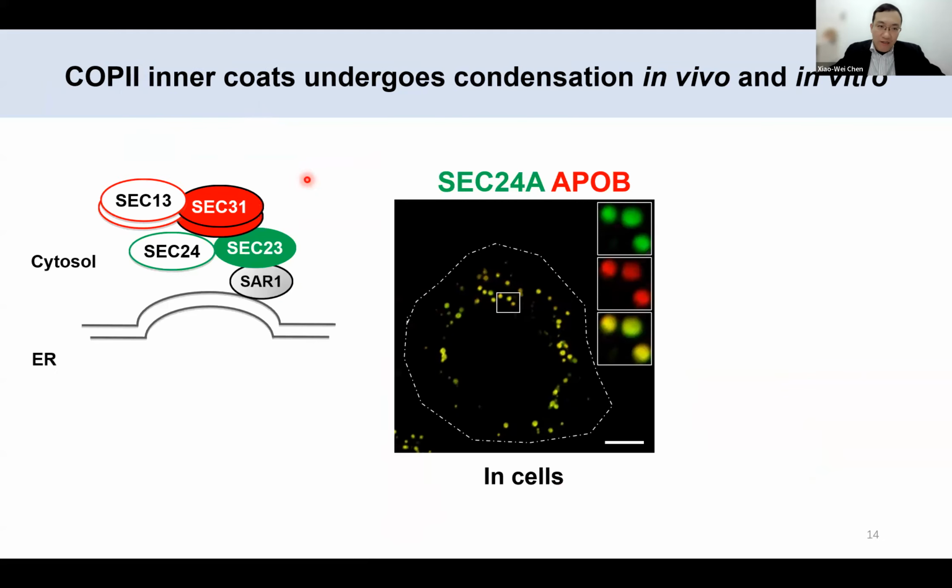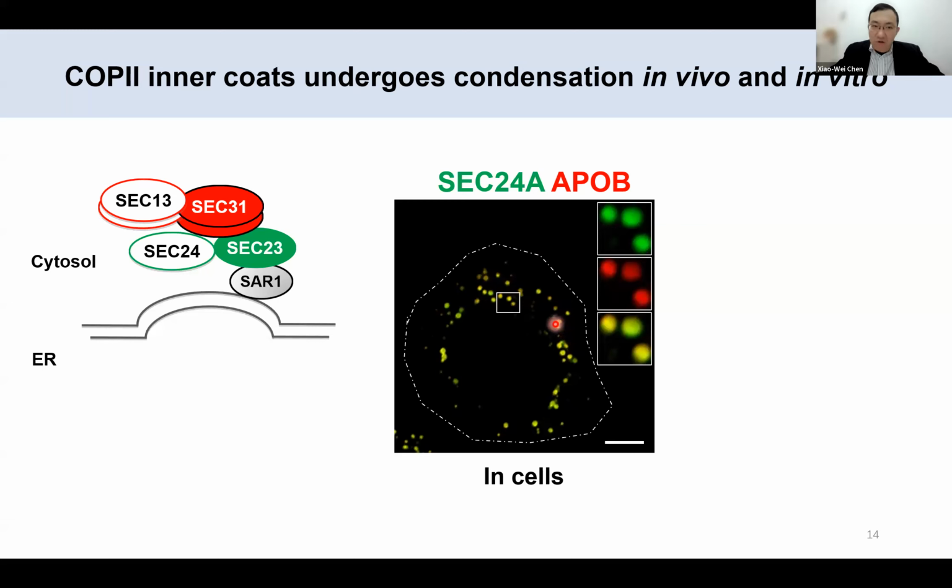Anyway, the COPII complex, the core components of the COPII machinery, as some of us are very familiar with, has two layers: the inner layer that directs the cargoes, colored in green, and the outer layer, the outer coats, colored in red. We and others have long noticed that the COPII components in cells can form these very discrete and enriched concentrated puncta in the cell. This is especially true when lipoprotein trafficking, lipoprotein transport, is induced in these cells.